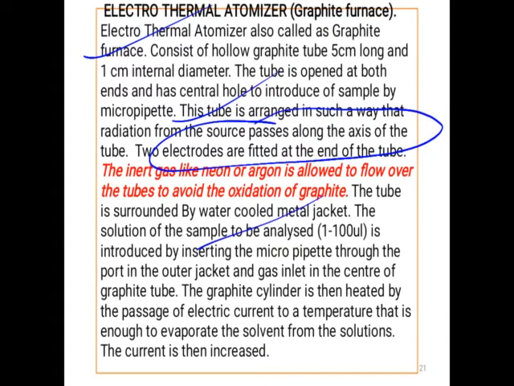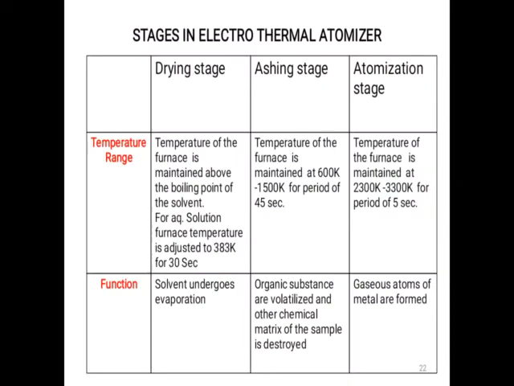The solution of sample to be analyzed is introduced using the micropipette to the port in the outer jacket and gas inlet in the center of the graphite tube. Then the graphite cylinder is heated by passing the electric current or voltage to a temperature that is enough to evaporate the solvent from the solution. Then current is increased. These are the stages in the electrothermal atomizer: drying stage, ashing stage and atomization stage.